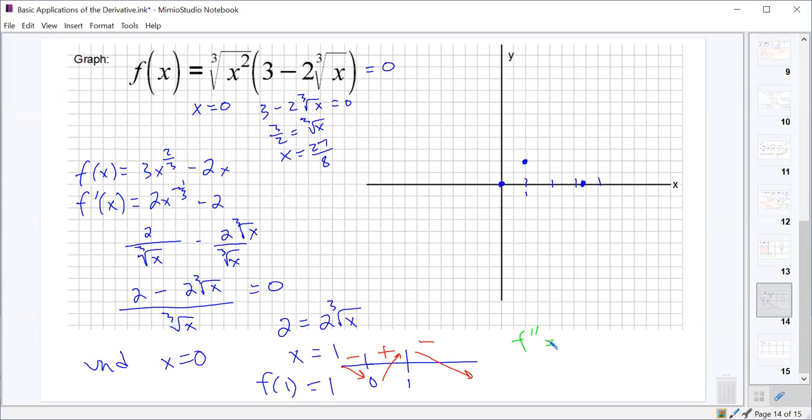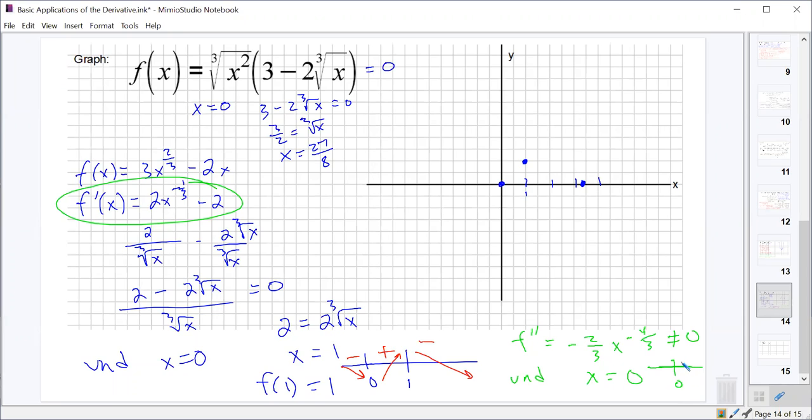Now what about f double prime? F double prime, I'll just use this to take its derivative. Ought to be negative 2/3 x to the negative 4/3, right? Anything make that 0? Nope. But it is undefined if x equals 0. Well, we've already got that point. So let's just make the sign chart using 0.